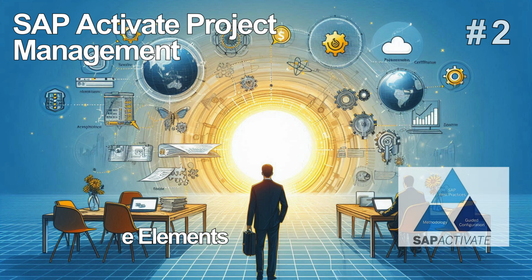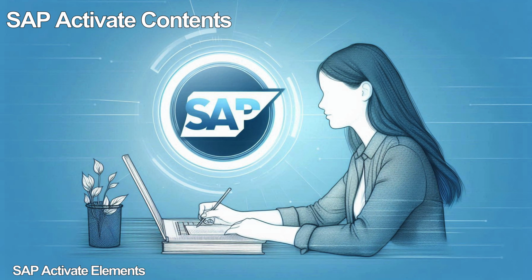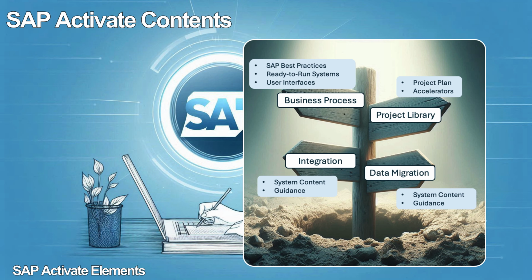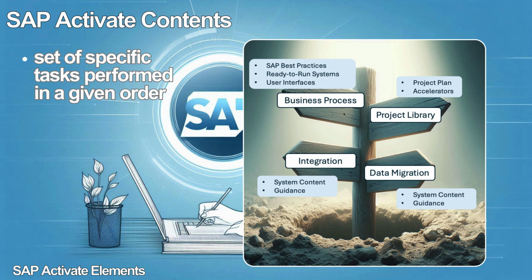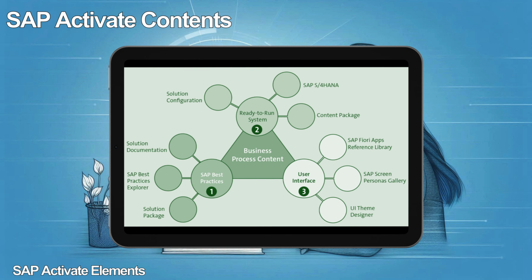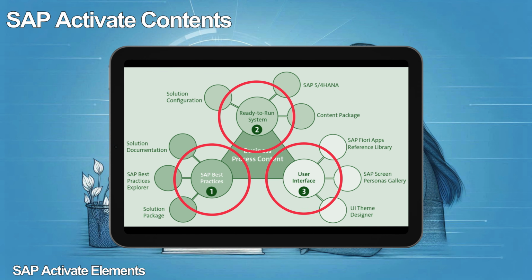Let's dive right in. There are 4 important components representing the content element of the SAP Activate methodology. They are business process content, project library, migration content and integration content. A business process is a set of specific tasks or activities performed in a given order that provides the desired outcome. The 3 components of the business process are SAP Best Practices, Ready-to-Run System and User Interface.